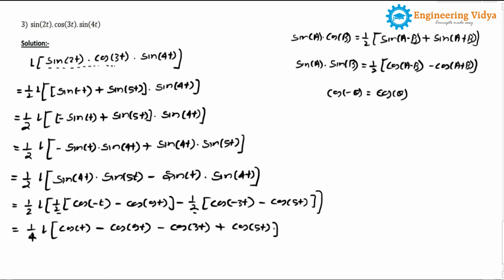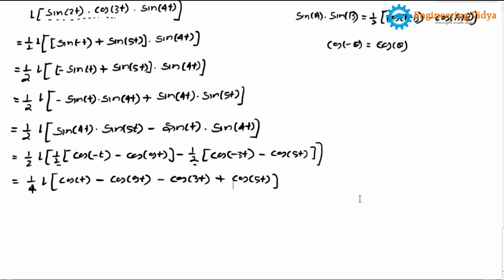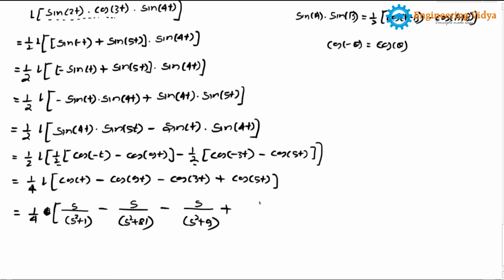I hope the things are very clear to you now. And then after that, here we have 1 by 4, and then we take the Laplace transform of this entire function. So after taking the Laplace transform, the Laplace transform of cos t will be nothing but equal to s upon s square plus 1, cos 9t Laplace transform will be s upon s square plus 81, the cos 3t Laplace transform will be s upon s square plus 9, and cos 5t Laplace transform will be s upon s square plus 25.